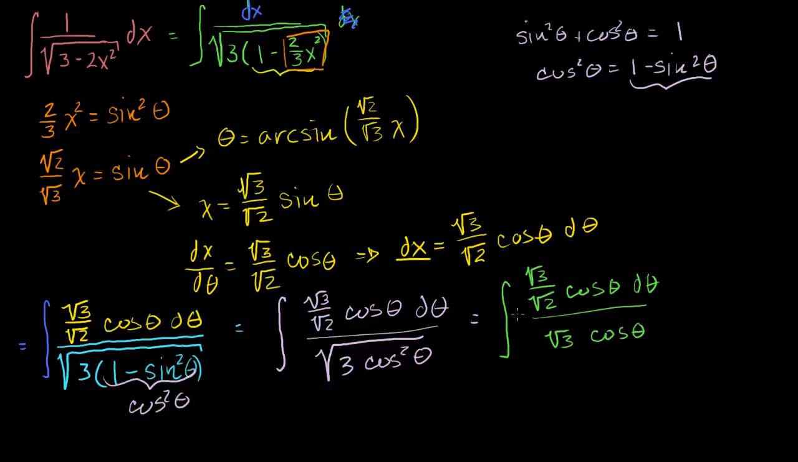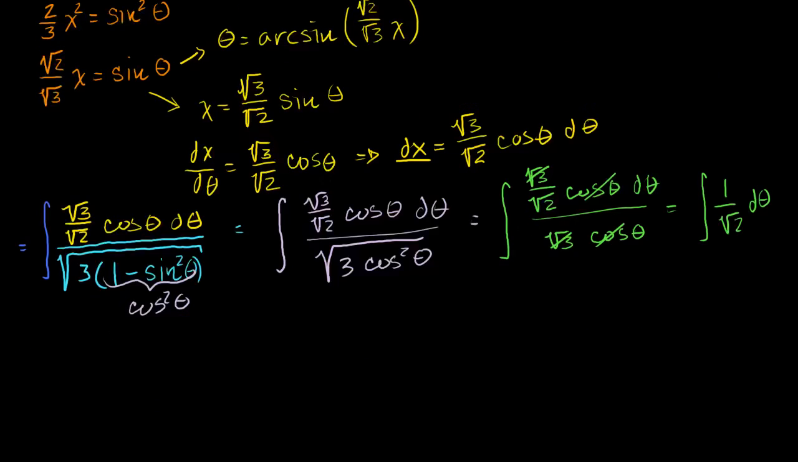Now this simplifies things a good bit. I have a cosine of theta divided by a cosine of theta. Those cancel out. We just get 1. And then I have a square root of 3 up here divided by a square root of 3, so those two cancel out. So my integral simplifies nicely to 1 over square root of 2 d theta. Or even better, this is just a constant term. I could take it out of my integral. It equals 1 over the square root of 2 times my integral of just d theta.